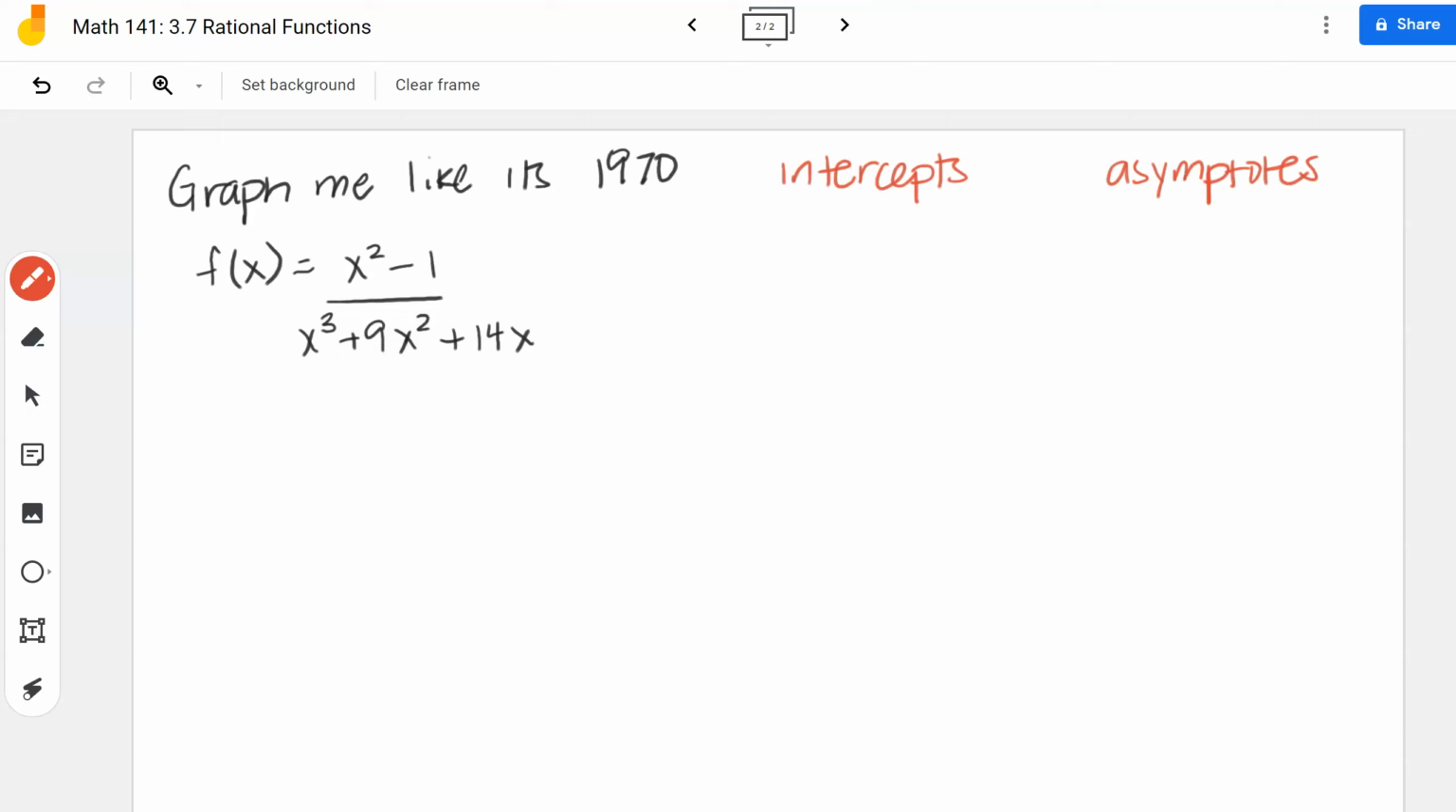All of our intercepts and all of our asymptotes. So intercepts, we got x and we got y. So we have two that we need to find. Our x-intercept, which is our zero, which is our root, we have a bunch of different ways to talk about it. So our x-intercepts are zeros. Those are what we're going to have.